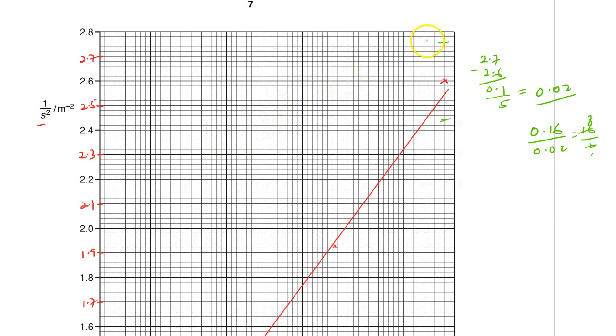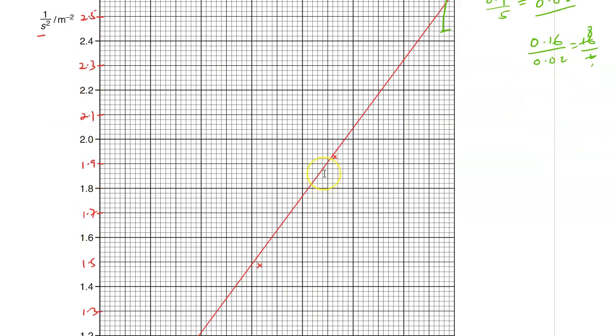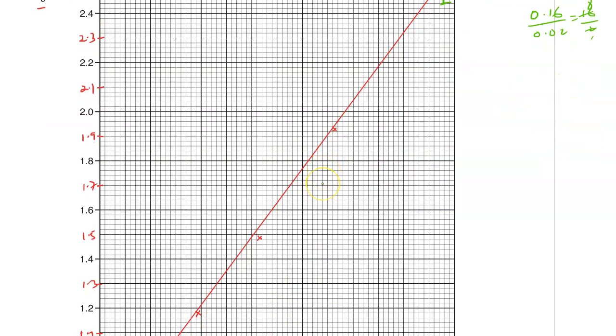So this is my first error bar. I'll see through there. Very good. I draw another error bar at this point. This is 0.10 divided by 0.02. This is 10 divided by 2. This is 5. So 5 lines from here.